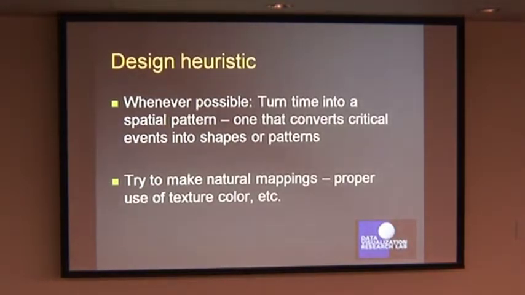As a broader design heuristic, I think it suggests that we really should be generally, and of course I think people do this anyway, but we should turn time into a spatial pattern wherever you can, one that converts critical events into shapes or patterns. That's not necessarily easy, of course. I mean, it worked with these whale trajectories, but there are lots of time-varying events that maybe don't have a natural mapping to spatial patterns. Yeah.